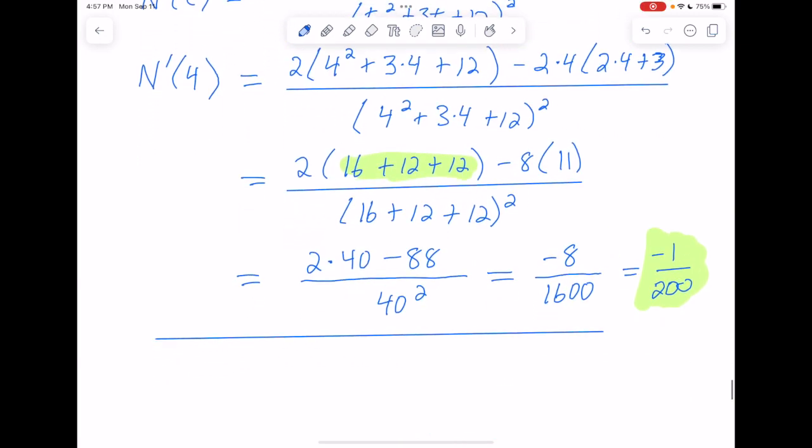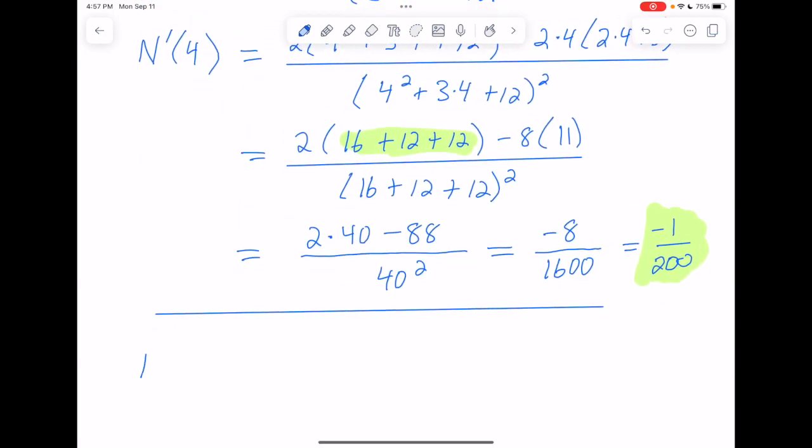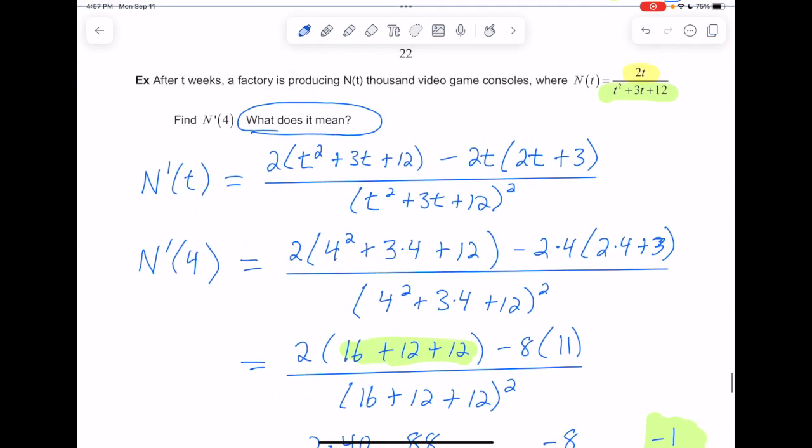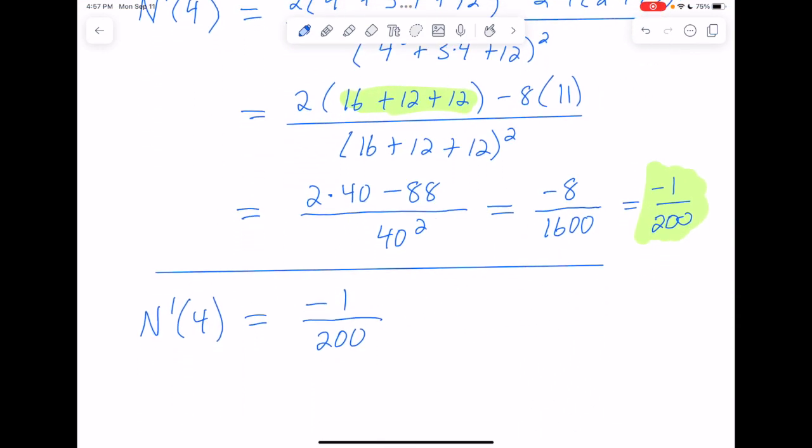What does it mean? So the easiest way to start thinking about what N prime of 4 means is to put the units on it. So it's negative 1 over 200, that's the number, but negative 1 what over 200 what? Well, this is a change in, what were we looking at? N was the thousands of video games and t was the weeks. So this is a change in video game consoles. So negative 1,000 game consoles over 200 weeks.